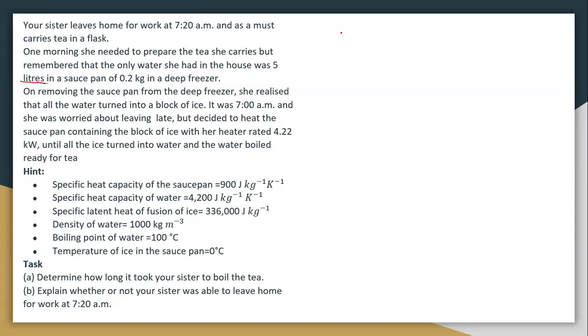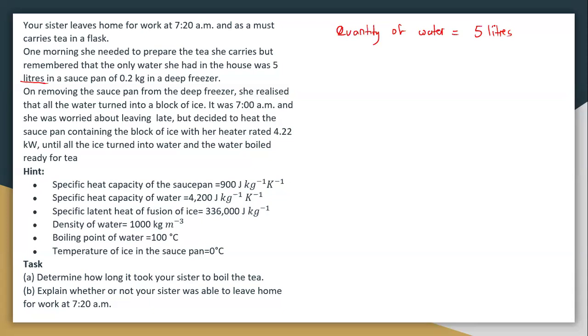Now, here we need to find the quantity of water. The quantity of water we have is equal to 5 liters. But we know that when we are making calculations, we always make them in scientific form, in their standard form. So the quantity of water is in liters, meaning we must convert those liters to find the equivalent mass of the 5 liters.